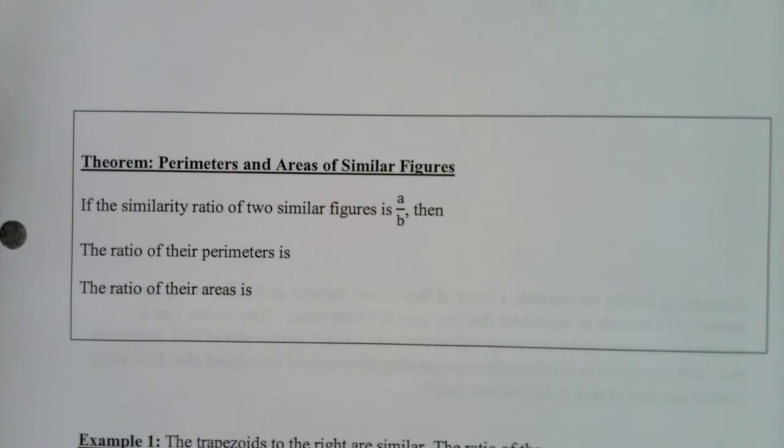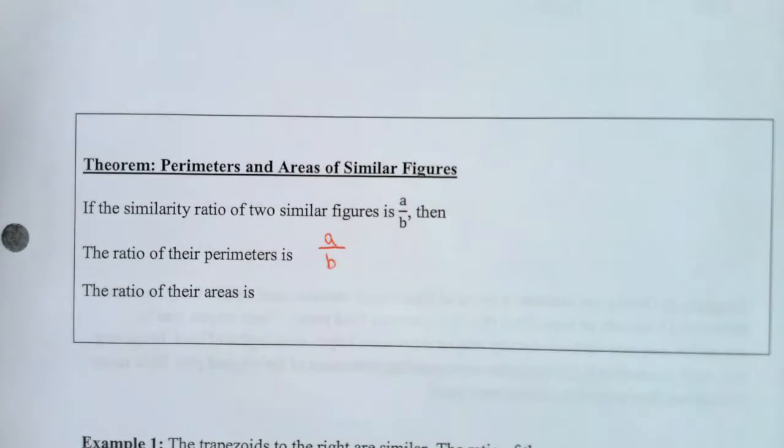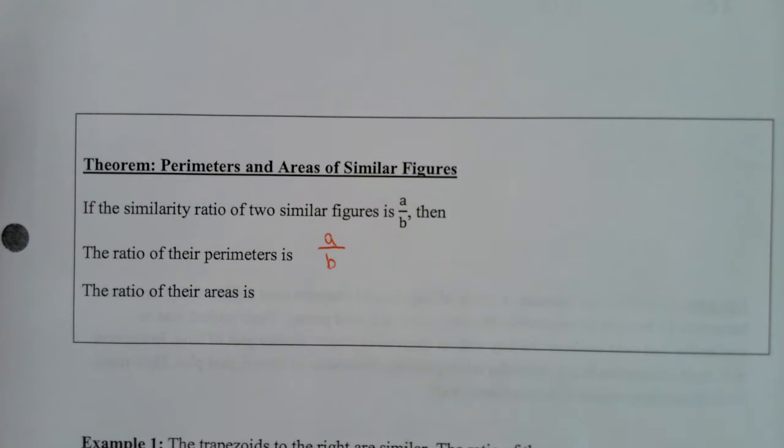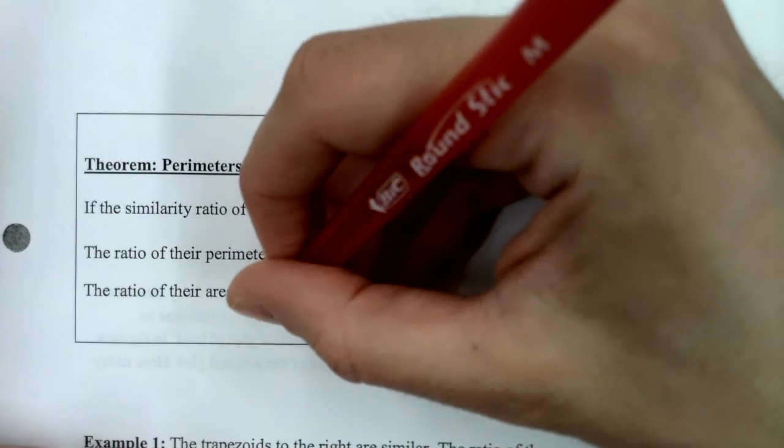And here's the big theorem for this lesson: perimeters and areas of similar figures. If the similarity ratio of two figures is A to B, or A over B, then the ratio of the perimeters is also A over B, and the ratio of the areas is A squared over B squared.